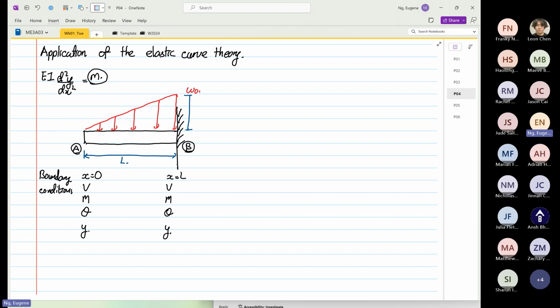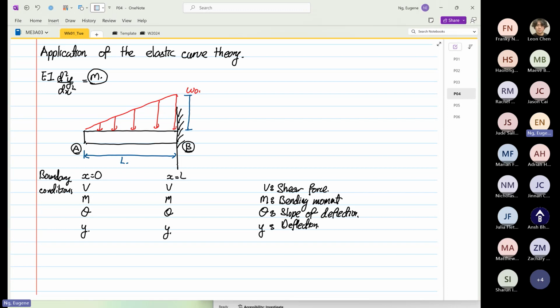You will ask me, Eugene, why is it V, M, theta, Y? V is the shear force. If you integrate the shear force equation, you get the bending moment. Once you integrate the bending moment, you get theta, the slope of deflection. And Y is our deflection.